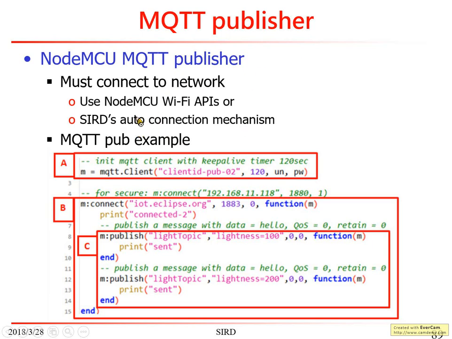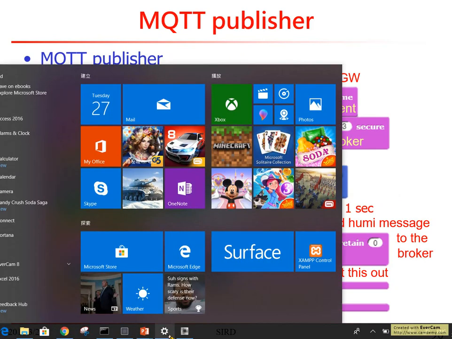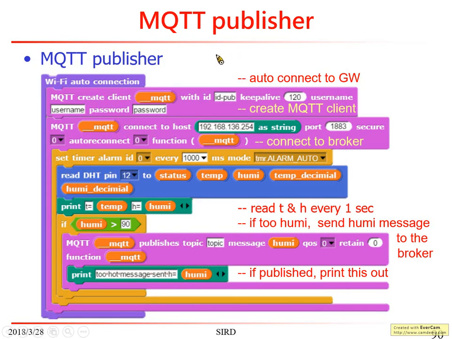We can try both. I guess you already used the Wi-Fi, right? Yes. But today maybe you need to use the auto connection. So maybe I will do it. This is the publisher. First we have to connect to the internet. You can either write the Wi-Fi connection by yourself, or you can just drag and drop an auto connection block. Then it will automatically connect securely to the gateway.